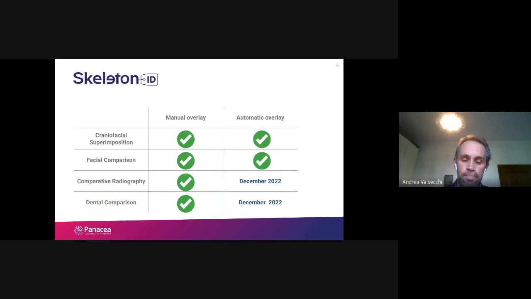We are working on the finishing touches of the next version, version number 2, which is going to be ready in a couple of months, in December of this year. So everything will be automatic, and you won't need to do anything by hand, hopefully.